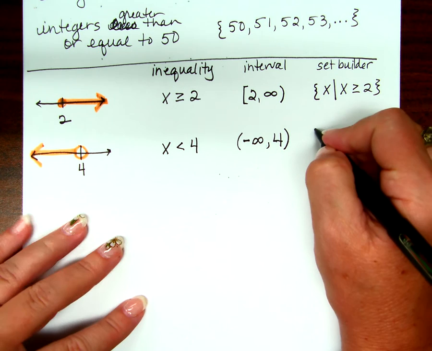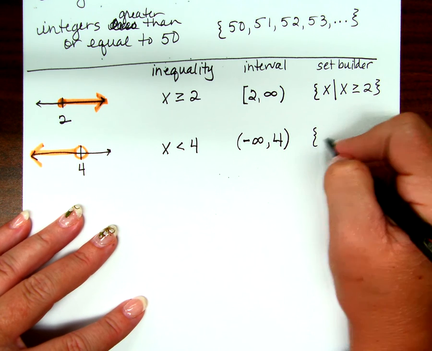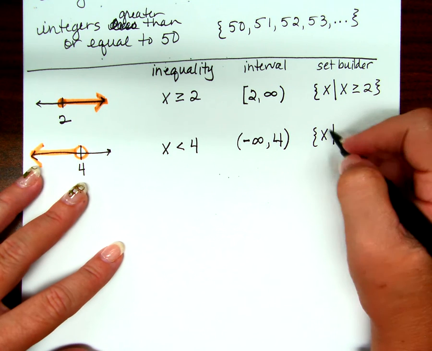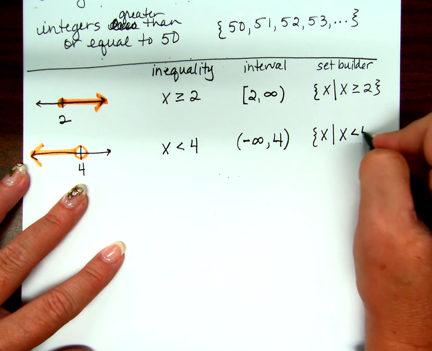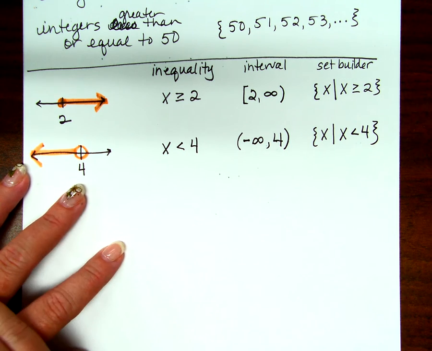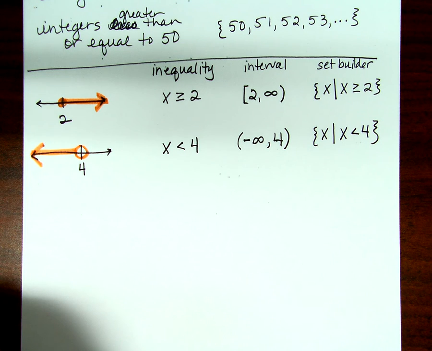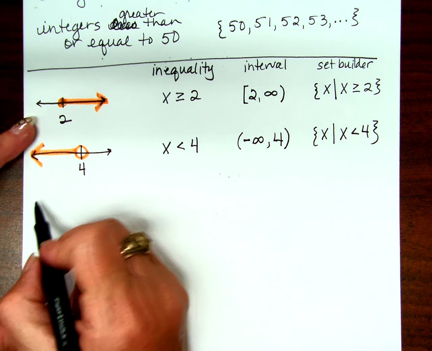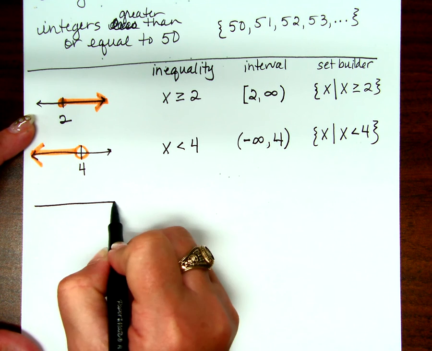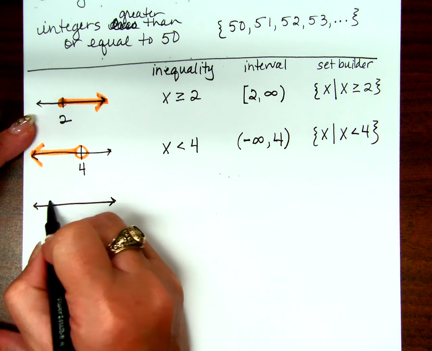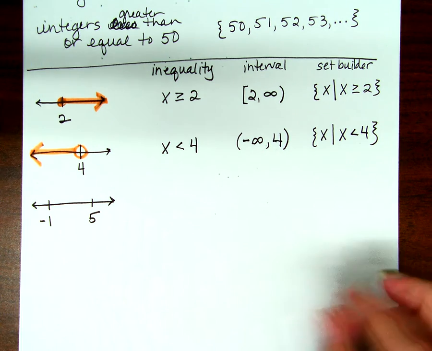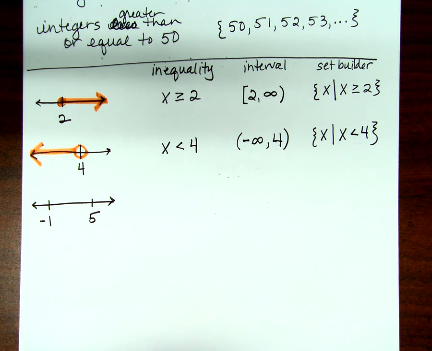What about set builder? X such that X is less than 4. Can I try to trick you? Okay. Yes, you definitely write this one. It's definitely part of your notes.